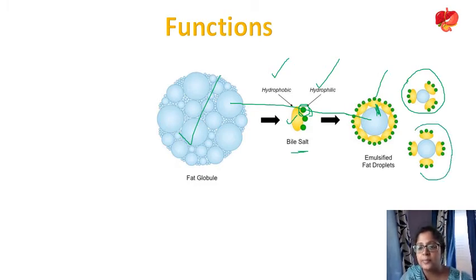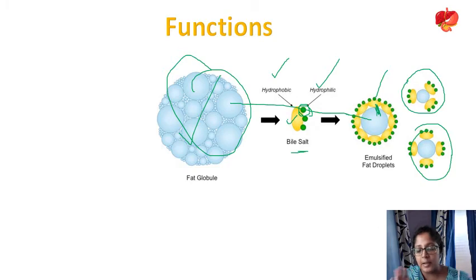You can see this is a big fat globule, and these are the smaller fat globules on which the pancreatic enzymes, not amylase, sorry, the pancreatic lipase enzyme will act. So the first and foremost main function of bile is this emulsification. Now, what are the functions related to or after emulsification that bile does, we will learn next.